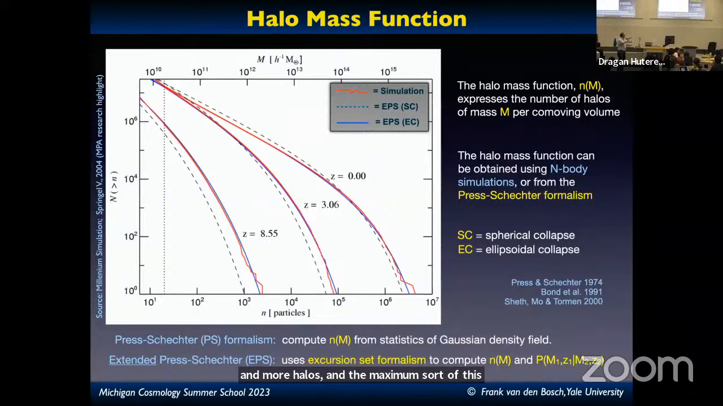So it has a power law at the low mass end, and then at some point an exponential turnover at the massive end. And over time, especially at late times, you see there's very little evolution at the low mass end. Basically, you add more and more halos at the massive end. Okay? And that's part of that hierarchical formation. You form your low mass halos first, they merge together and build bigger and bigger halos.